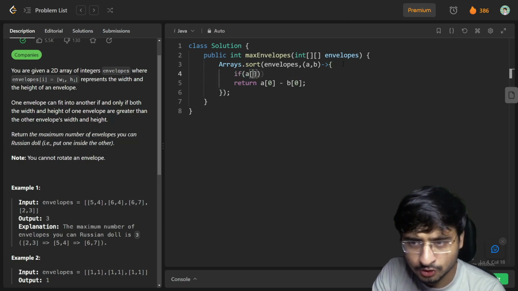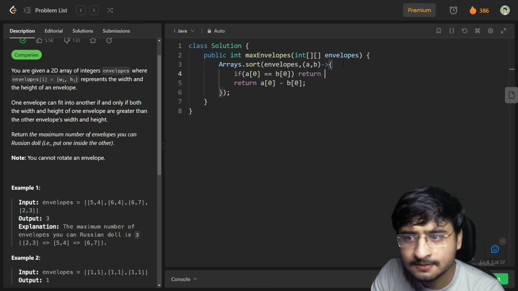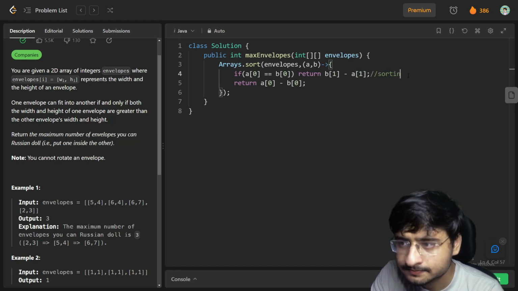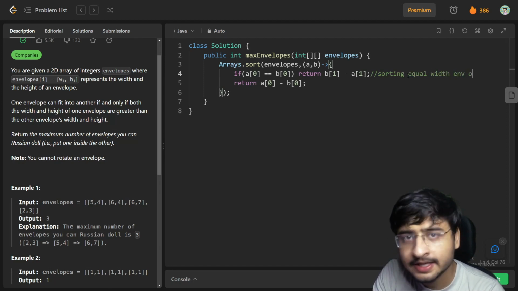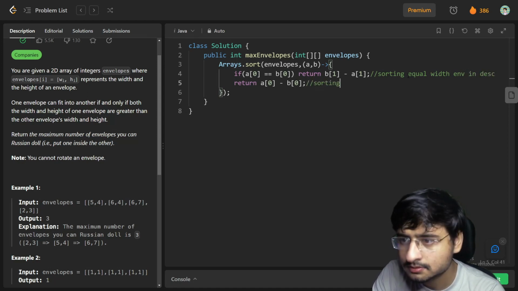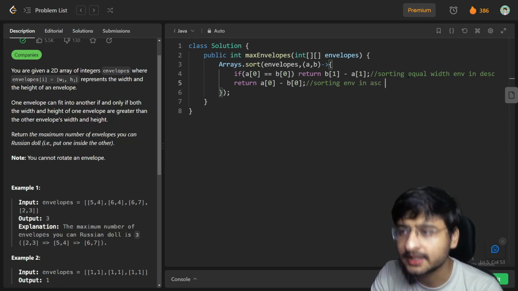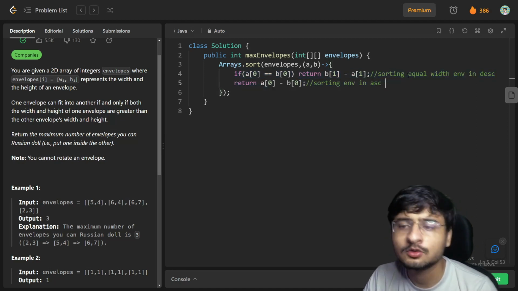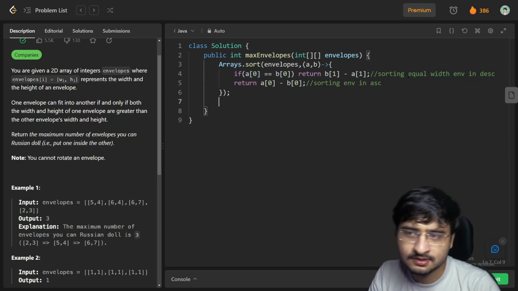And if two envelopes' widths are equal to each other, I'll return b[1] minus a[1]. This is sorting equal width envelopes in descending order of height. The first part is sorting envelopes in ascending order on the basis of their width, and this is on the basis of their height. Okay, so I hope it is clear what this function is doing.